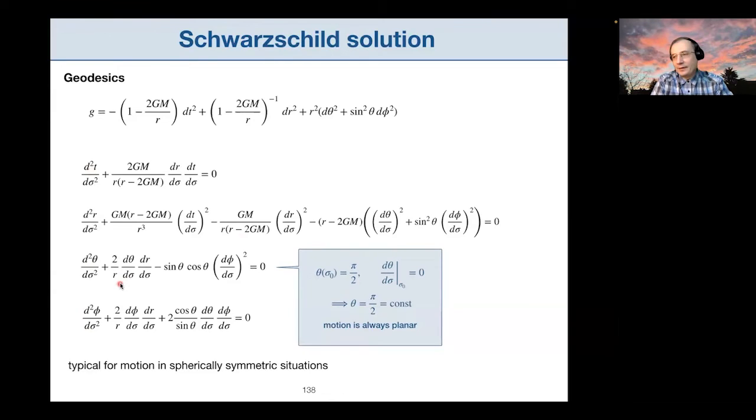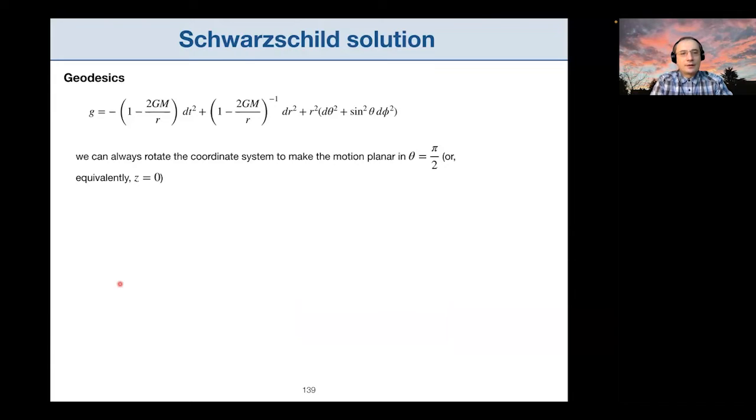Is it clear? Do you have any questions? Okay, if not, then yeah, so we can always rotate the coordinate system to make the motion planar, with theta equal to pi over 2 or z equal to 0.